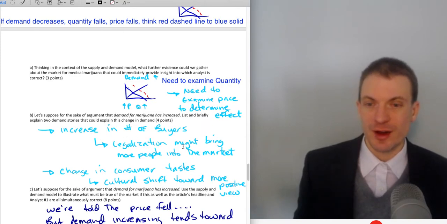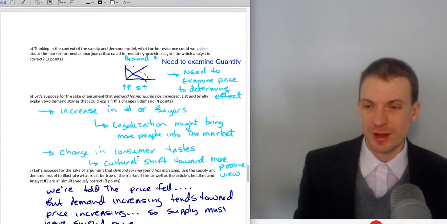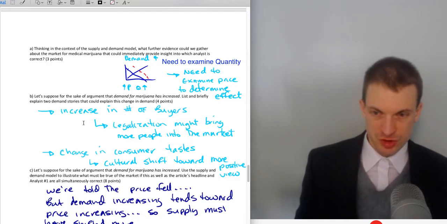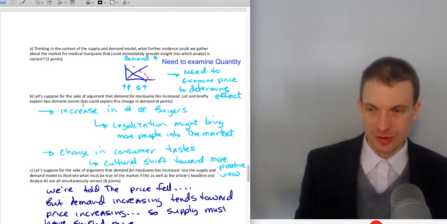A change in the number of buyers. So legalization might bring more people into the market. Change in consumer taste, maybe there's cultural shifts towards a more positive view. Either of these, so basically we're giving a shifter and then an explanation. 2 points for the shifter, 2 points for the explanation.